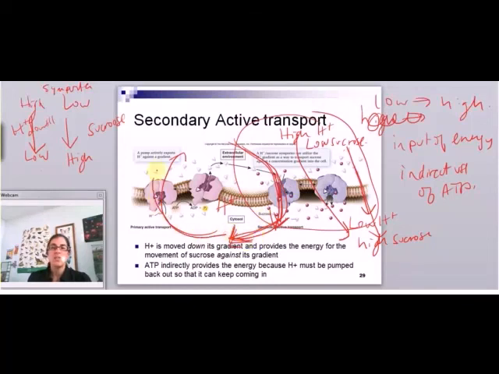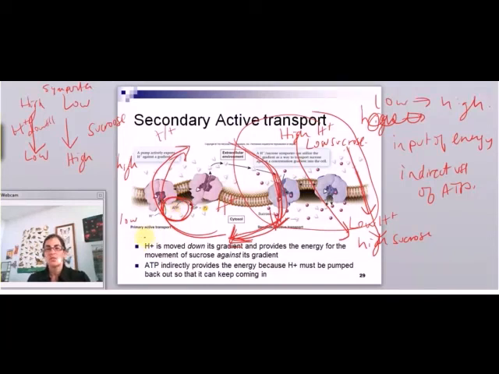Well, in order to keep using H+, I have to send H+ back out. If I send H+ back out, that's moving from low to high. Guess what? That's also active transport. So now it's going to have to use ATP. So a second protein actively pumps hydrogen against the gradient using ATP.